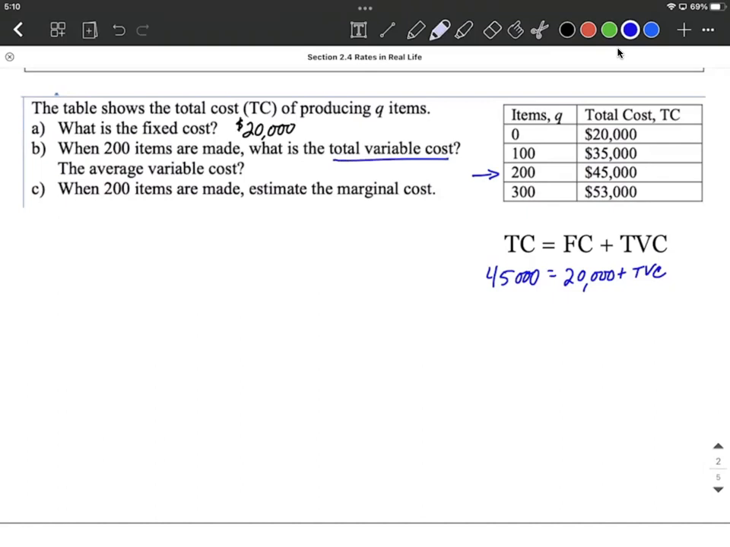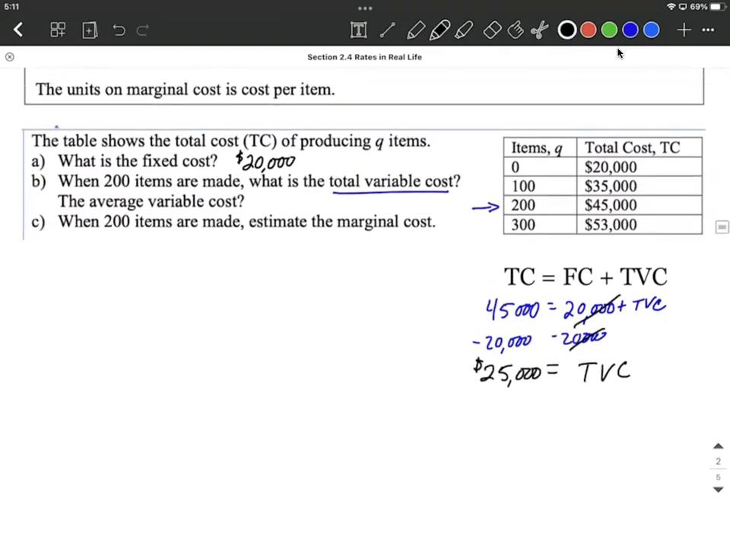So if we plug into this equation, we can do a little bit of solving by subtracting 20,000 from both sides. So that'll leave the total variable costs over on the right-hand side, and those will be $25,000 to answer that total variable cost question. Now, what about that average variable cost?